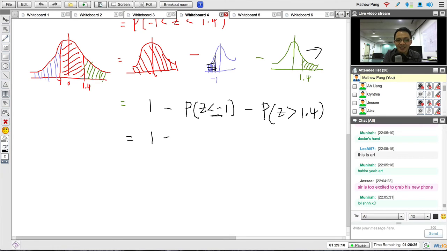Alright, we can almost find the z value table, but we see something here. We got minus and negative happen at the same time, isn't it? We can change to bigger 1, minus probability for z bigger than 1.4.